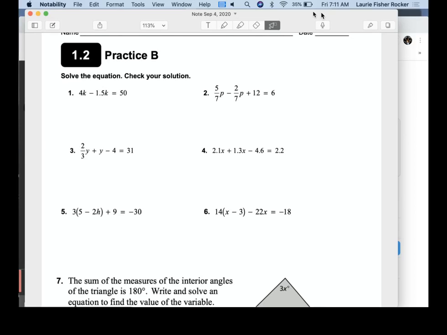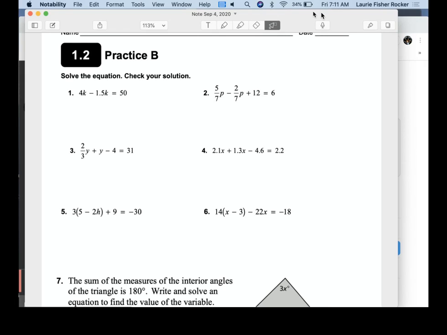All right, good morning. I am going to walk you through how to do some of these problems that are similar to the problems on your homework. And we're just going to go through these steps of simplifying and then solving. Now some of these have some decimals and fractions, and that is what it is. We'll make it work. Okay.